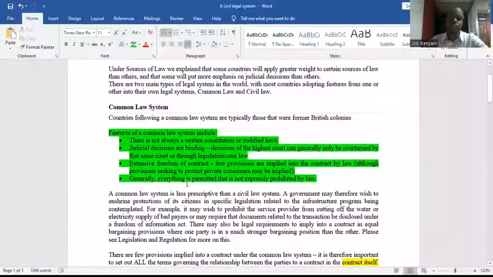So there is no written constitution or formal documentation in terms of the laws guiding such a system. So they rely on the common law. So judicial decisions are binding. Decisions of the highest court can generally only be overturned by that same court or through what we call legislation or case law. So they apply case law. So there's extensive freedom to contract, with no formal laws in terms of contracts.